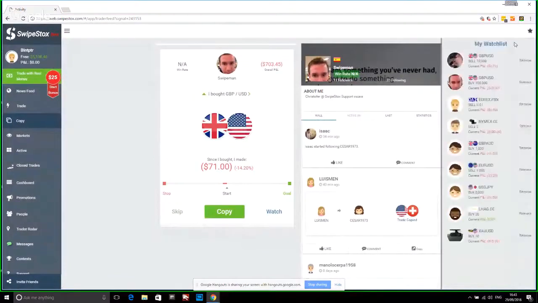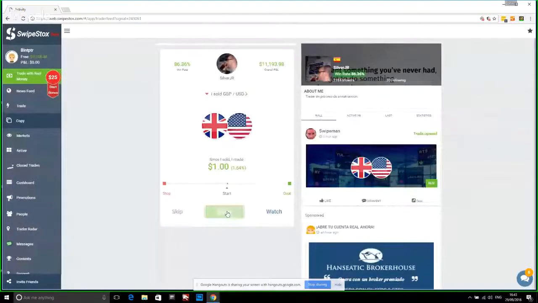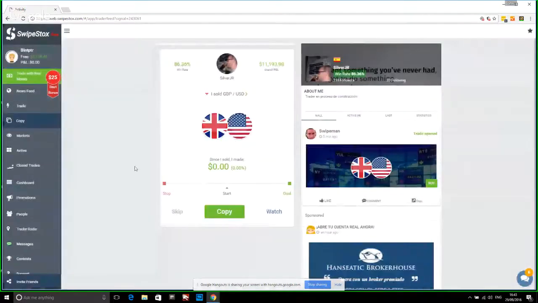Let's see the other one. Less favorable. Risking 250 to get 330. But obviously that's not the only parameter you have to consider when copying a trade. You can also discuss it with your friends whether they are bullish or bearish on the pound dollar. Obviously, bullish means that you think the pound dollar will rise. If your friends think it's bearish, then it will fall, so you had better sell it.